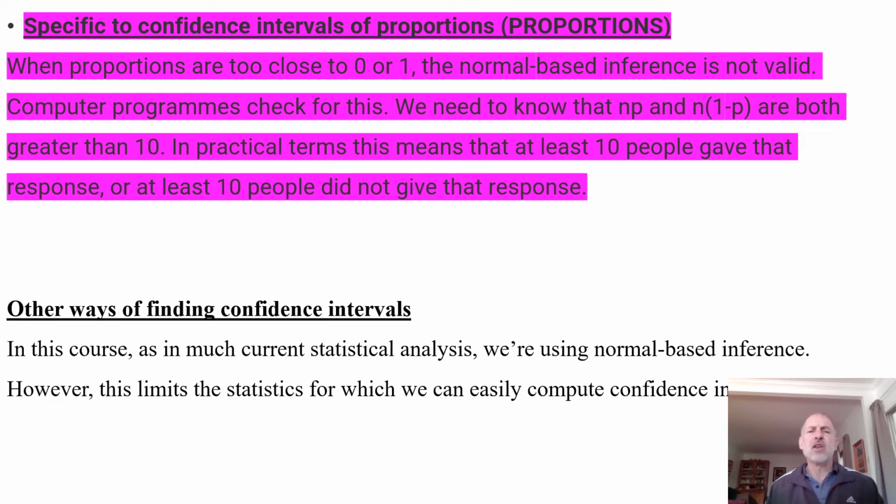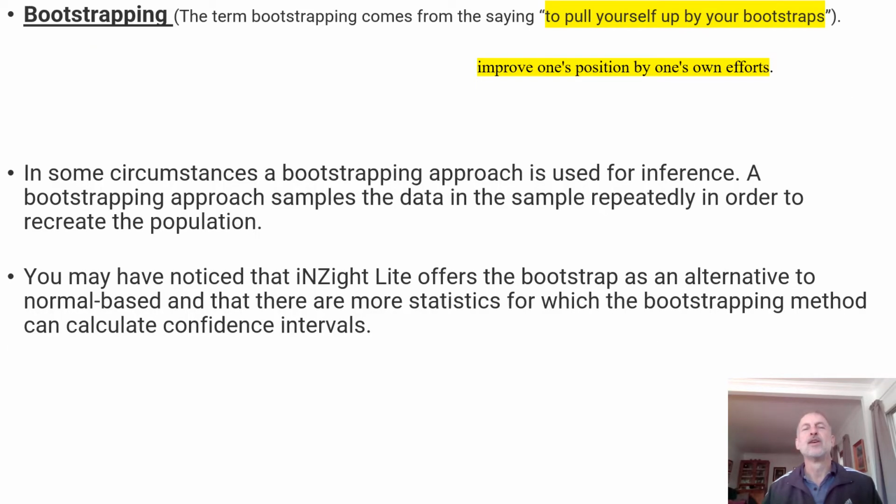Other ways of finding confidence intervals, people, in this course, as in many current statistical analysis, we're using normal-based inference. However, this limits the statistics for which we can easily compute confidence intervals. So we will look at something more. So people, this other way that I've been talking about that we can use in order to determine confidence intervals, people, we call it bootstrapping.